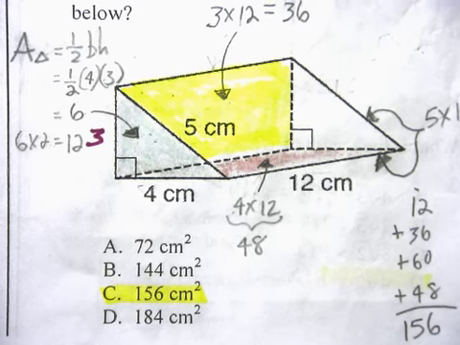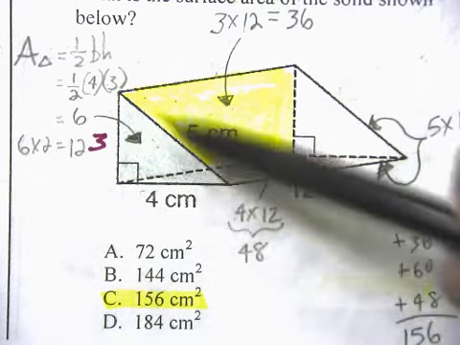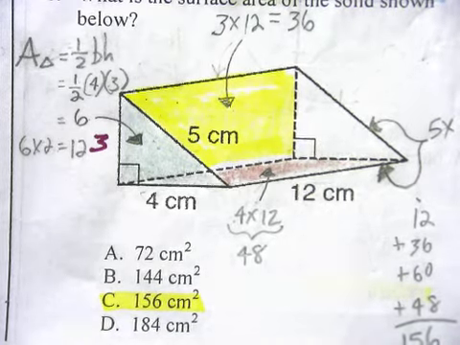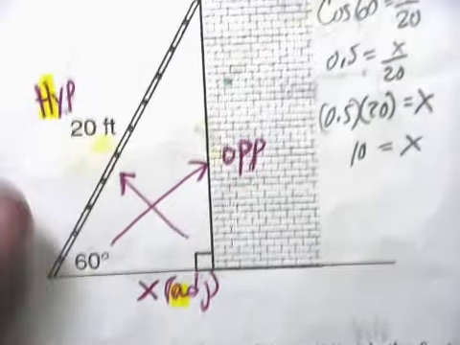Okay, so just a little refresher there on surface areas. We did kind of use the Pythagorean theorem here to find the height, and then we went into our formulas. Let's move on to question number 7.